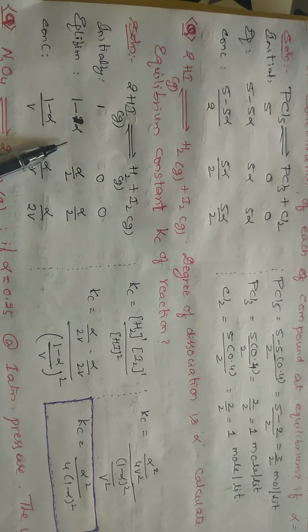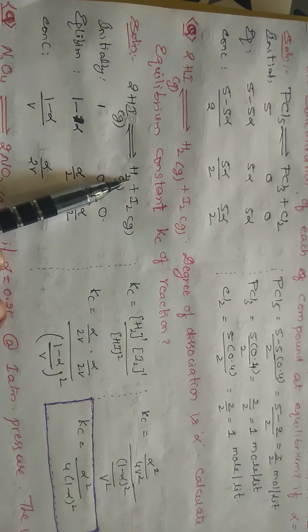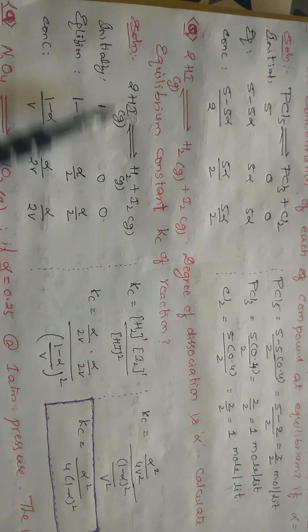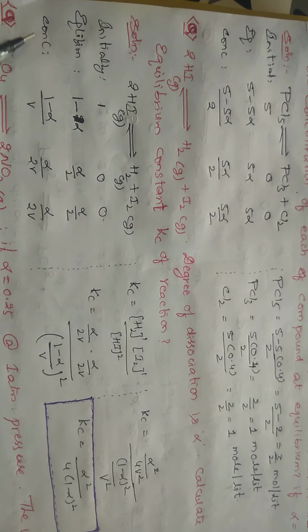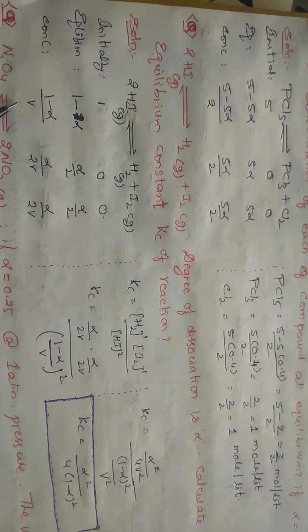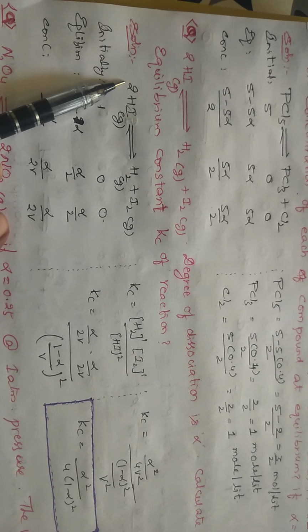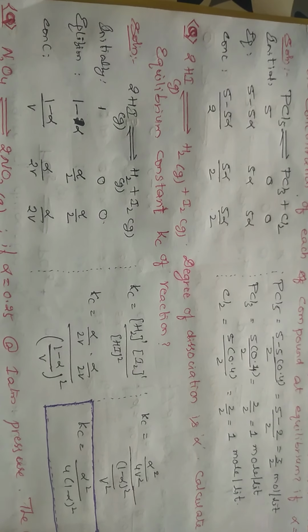If from 1 mole, 1 alpha is gone, how much should be formed? Generally according to the equation, if it is 2 then this should be 1. So here it is alpha by 2, and this one also alpha by 2. And concentration it is 1 minus alpha by V, alpha by 2V and alpha by 2V. So concentration of H2 whole power 1, I2 concentration whole power 1, HI concentration whole power 2 because you are having stoichiometric coefficient 2.